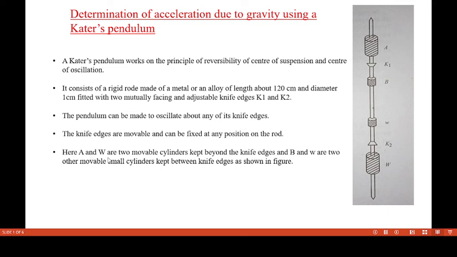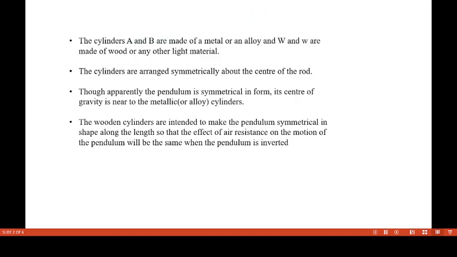Here capital A and capital W, these two cylinders, are two movable cylinders kept beyond the knife edges, and capital B and small w are two other movable small cylinders kept between the knife edges as shown in the figure. The cylinders A and B are made of a metal or an alloy, and capital W and small w are made of wood or any other light material.